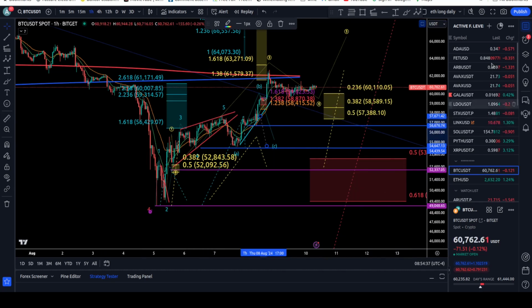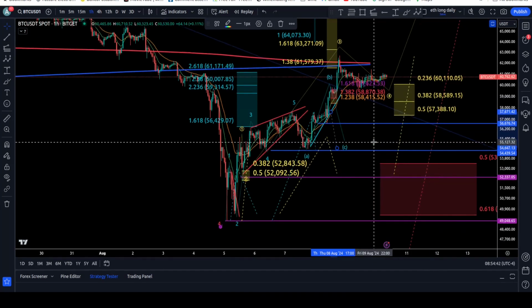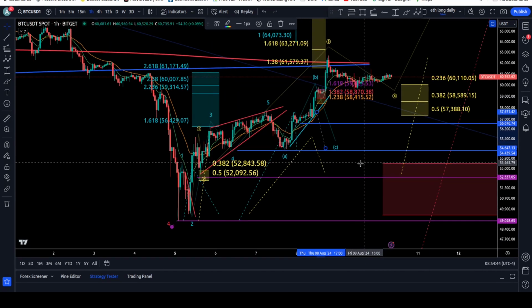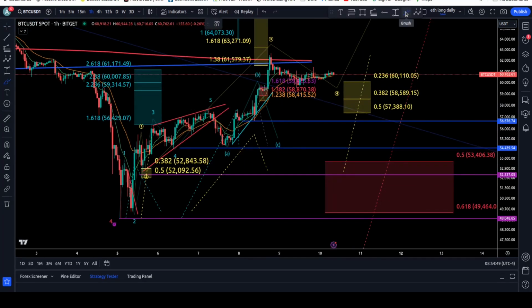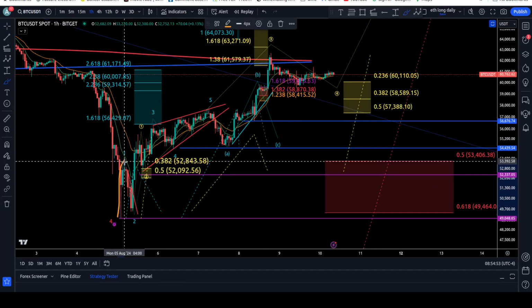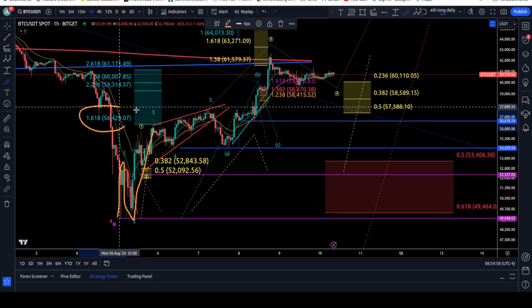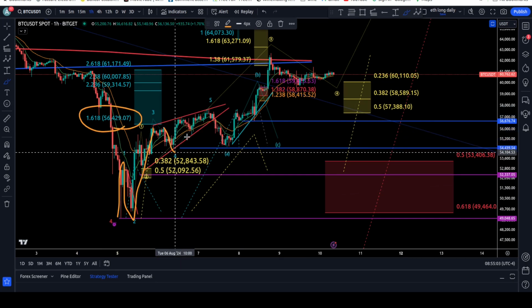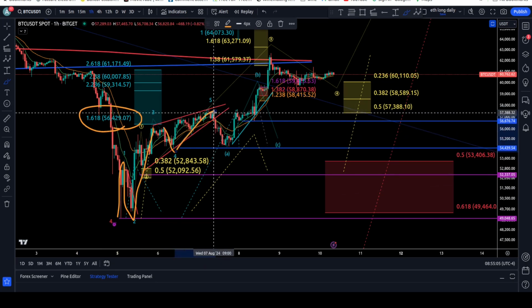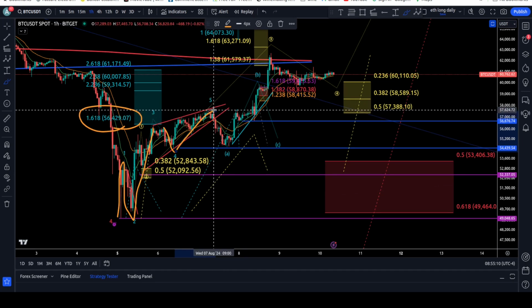I did rearrange the counts a little bit, and now I have two scenarios to propose. My previous one was, and still is, that we have a wave 1 here, a wave 2. This was a third wave because we did reach the 1.618, and after that this was the fourth and the fifth. And then I was looking for an ABC, right?